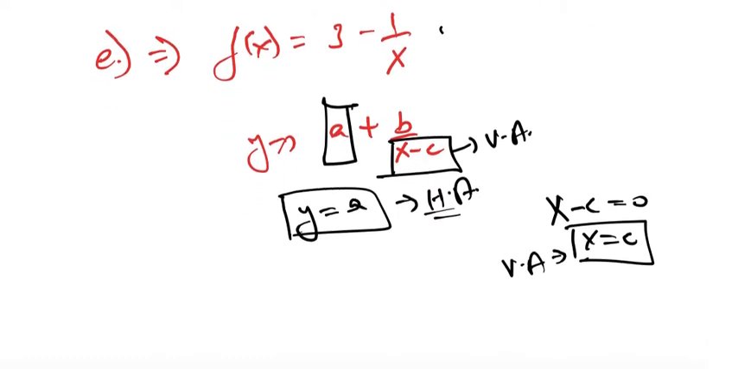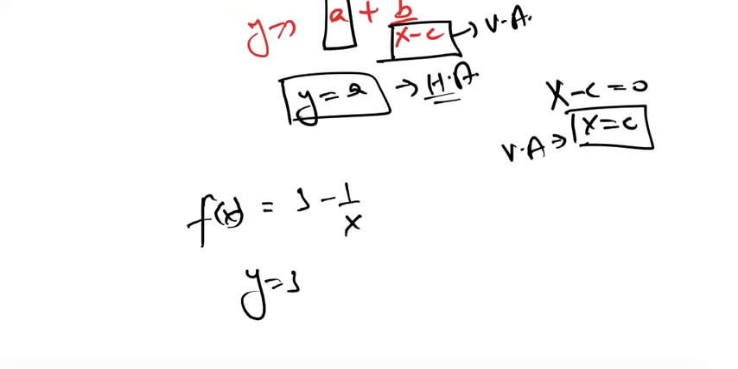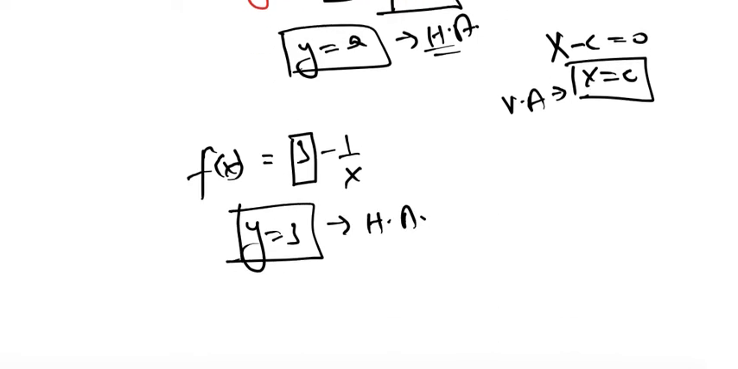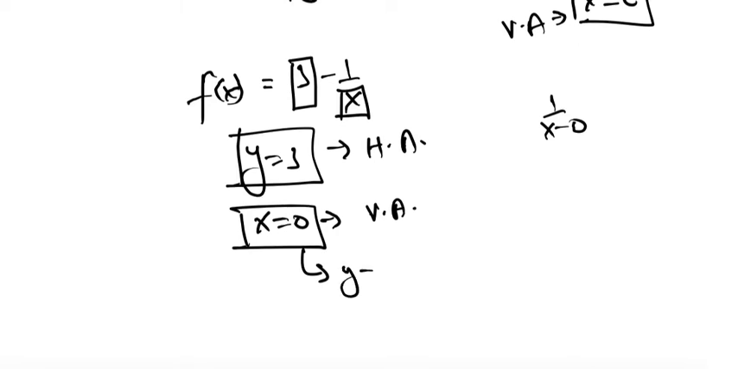So similarly in this question we will apply the same thing. f(x) is equal to 3 minus 1 upon x. So y equal to 3 will be your horizontal asymptote. And since in the denominator of the fraction part it is 1 upon x, x is not having anything, we can write this as x minus 0. So the vertical asymptote will be x equal to 0. When it is x equal to 0, meaning it is the y-axis. The equation of the y-axis is x equal to 0.